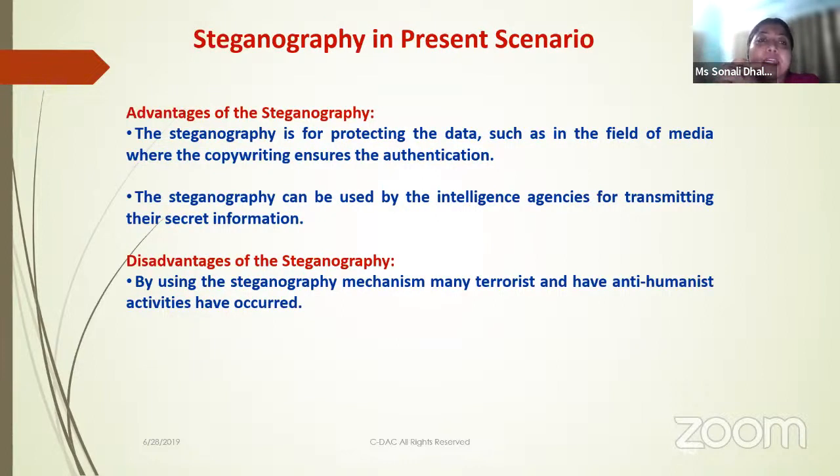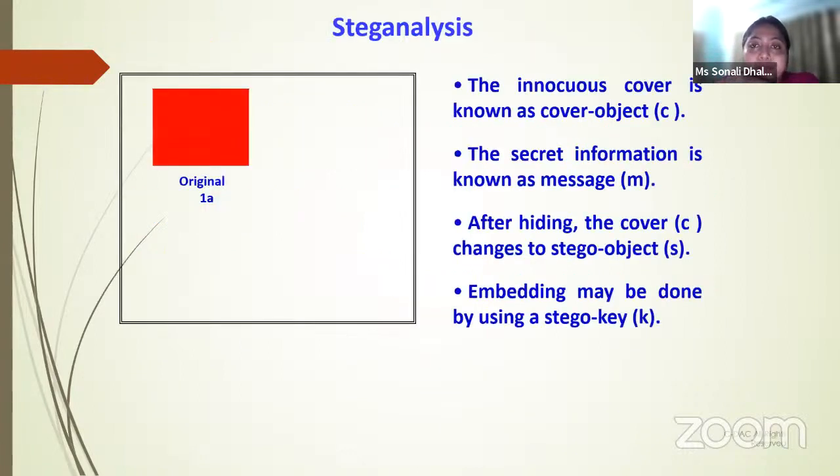Now, advantages of steganography. Steganography is for protecting data, such as in the field of media where copyright ensures authentication. Steganography can be used by intelligence agencies for transmitting their secret information. Nowadays, medical images are also protected using the steganography method. This is a very upcoming area of application right now. Disadvantage of steganography: by using steganography mechanisms, many terrorist and anti-humanist activities have occurred.